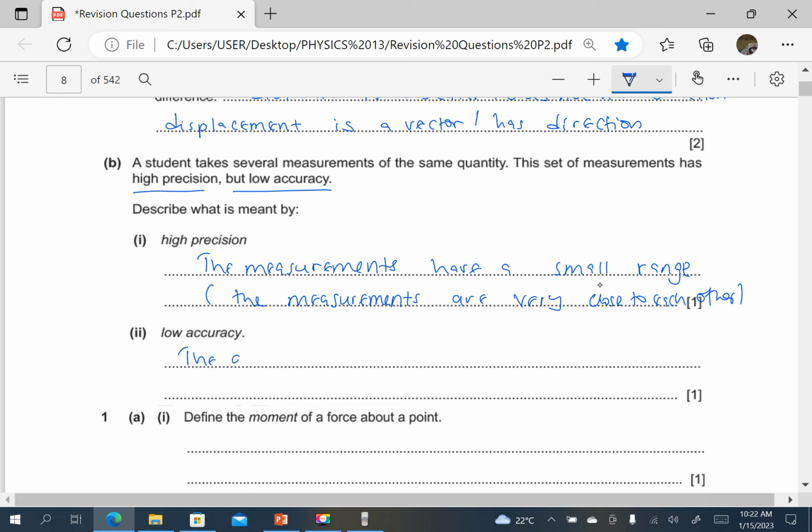The average of the measurements is not close to the true value. So that is the difference between precision and accuracy.